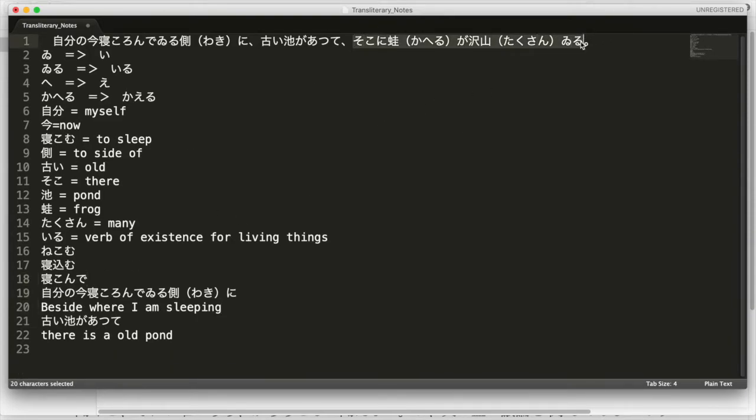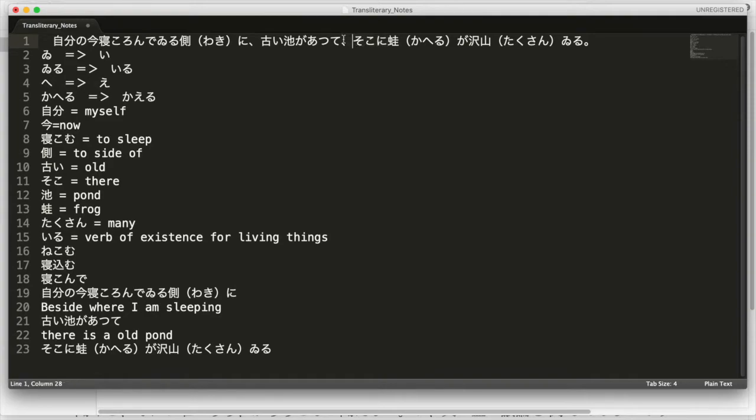Okay. So we got this last phrase, and again, it's pretty straightforward. Soko ni kaeru ga takusan iru. Again, the grammar is fairly straightforward. Now, the only thing that's a little odd here is we're seeing soko ni, which is basically the location of something. So grammatically, you may wonder, what is the relation between this ni in this location and this ni in this location?